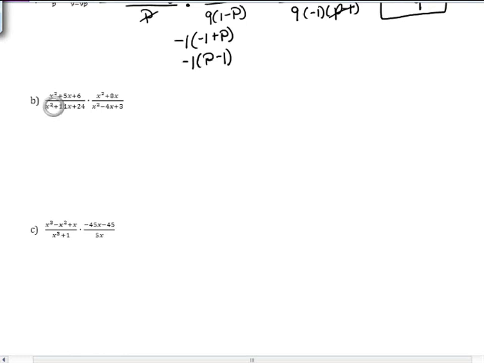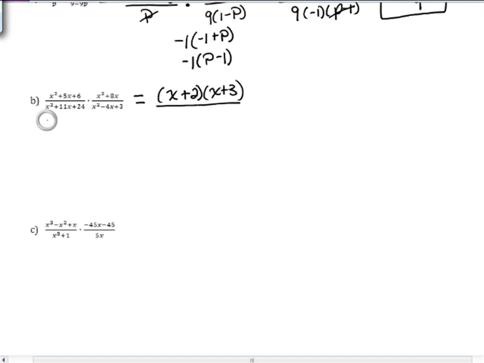In example B, we have x squared plus 5x plus 6 over x squared plus 11x plus 24 times x squared plus 8x over x squared minus 4x plus 3. First, we want to factor everything. We need to factor 6 so that the sum will give us this 5, and that means we're going to factor it as x plus 2 times x plus 3.